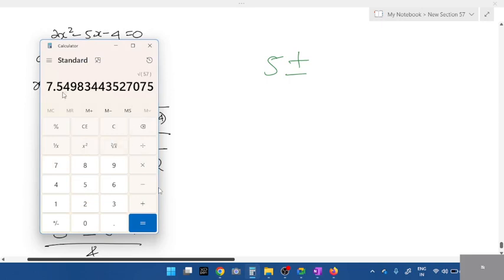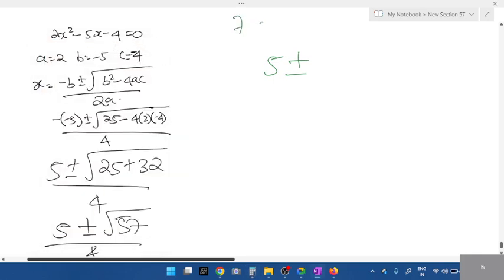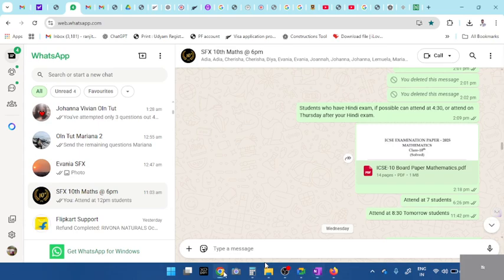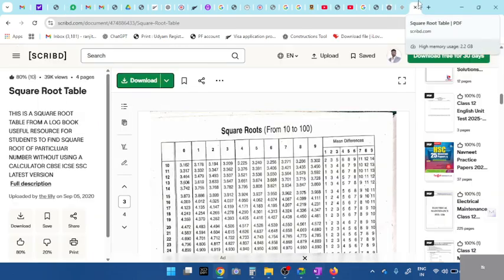What's the square root of 57? 7.549. 7.5498. Okay, now if they give a log table, remember this log table.